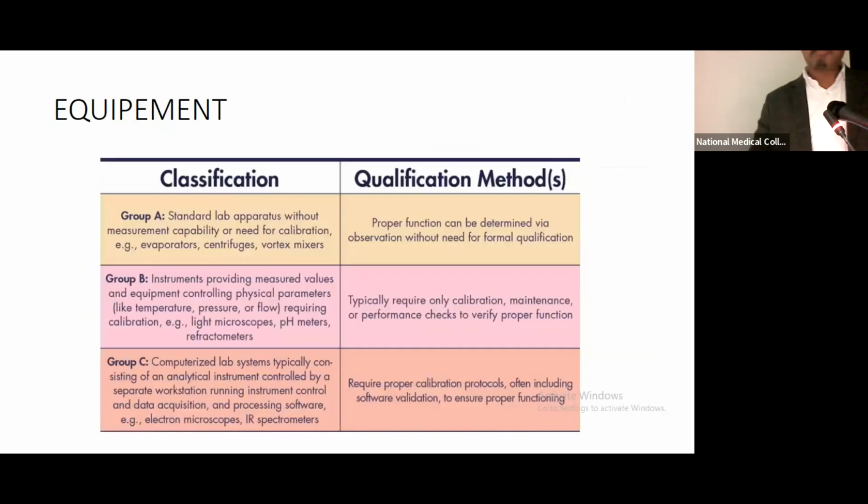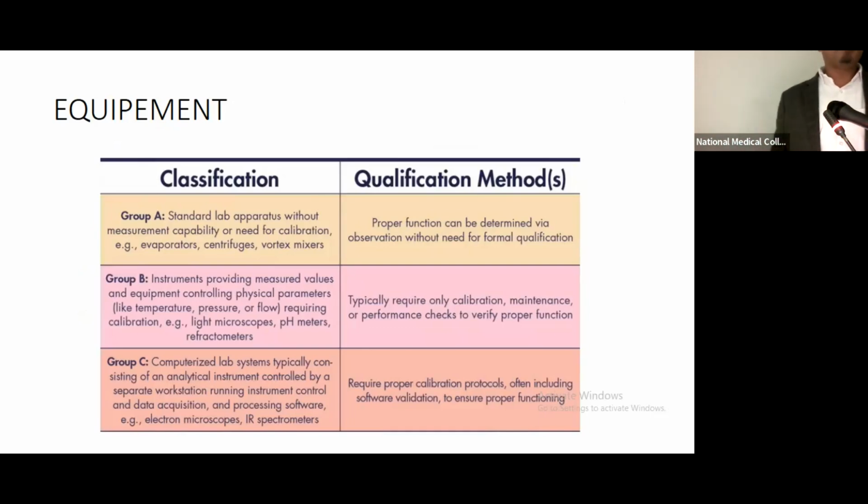So there are many kinds of equipment involved in laboratory testing. We can classify them into 3 groups. A simple centrifuge or evaporator comes under group A. You need to ensure visually that it is doing its job. We don't need to take it for calibration to check whether it is giving proper results or not. There is no need of calibration as such, but our observation is enough.